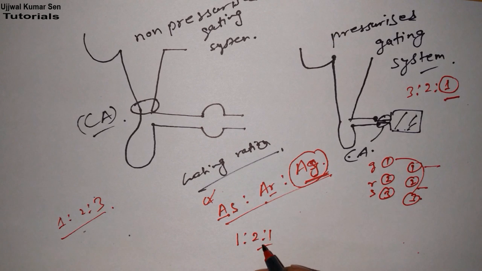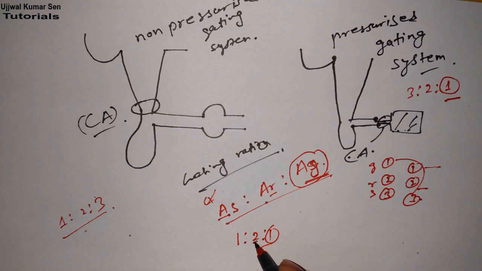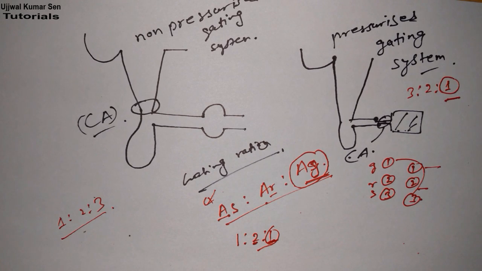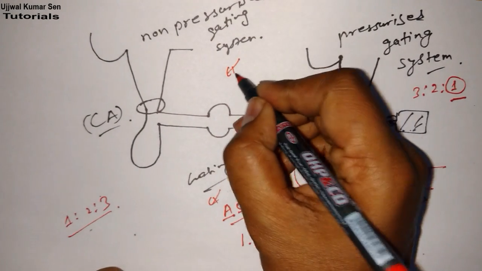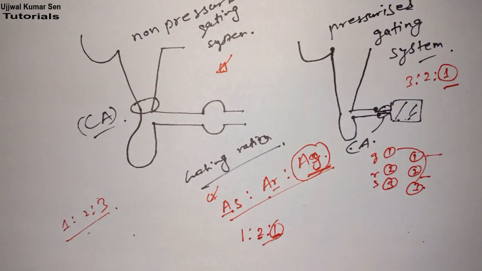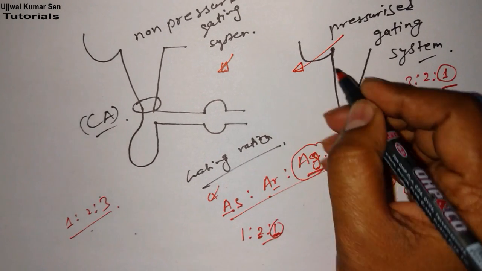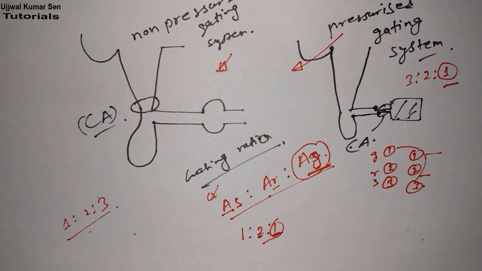I have shared with you, if we got minimum value, minimum than this, that's why it is known as pressurized gating system. Now what I was thinking to share with you is, in case of non-pressurized gating system, what type of material do we usually cast? And in case of pressurized gating system, what type of material do we usually cast? Probably you wanted to know, right?